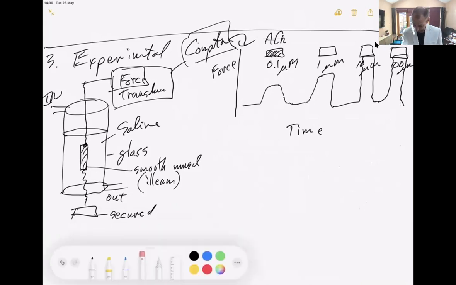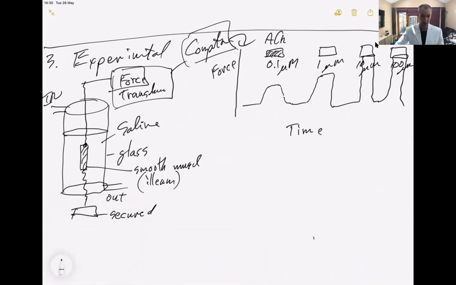Fantastic, my eraser actually works. So back to the pharmacology of this. So we get saturation. Saturation is a biological type of thing.